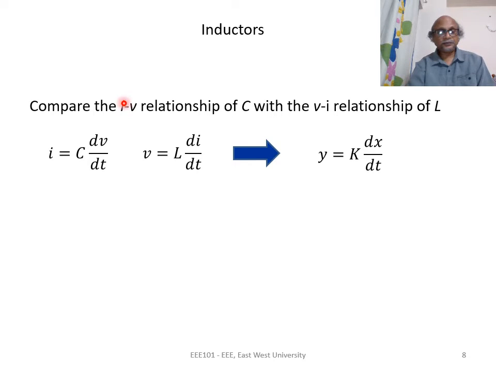This is the IV relationship of the capacitance, and this one is the VI relationship of the inductance. If we look at the mathematical structure of these two equations, these are identical. Both are of the form y equal to k dx/dt. Here y and x are functions of time and k is a constant.